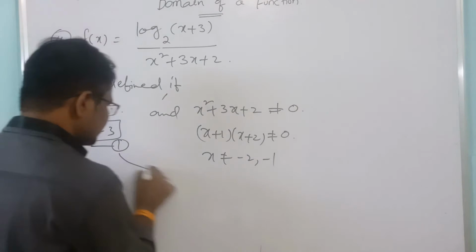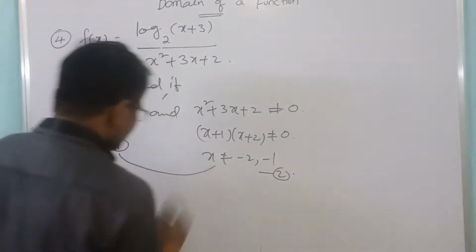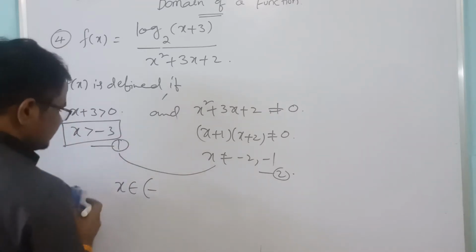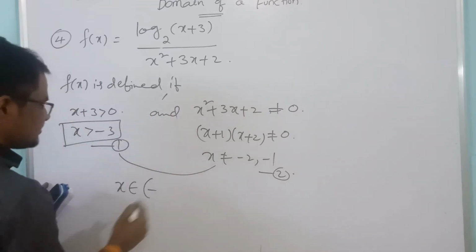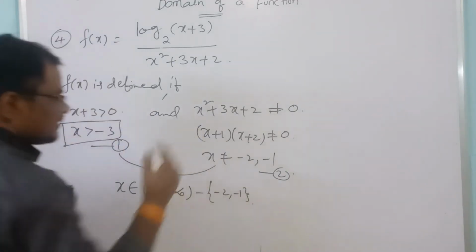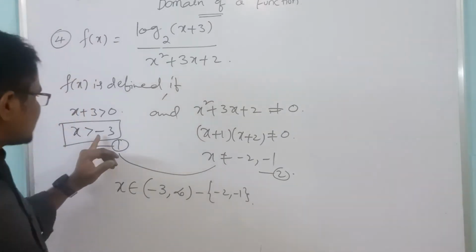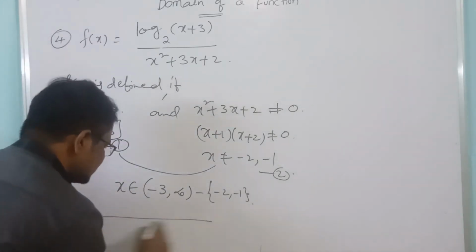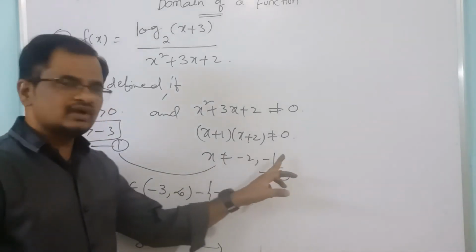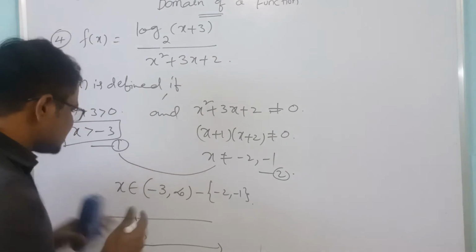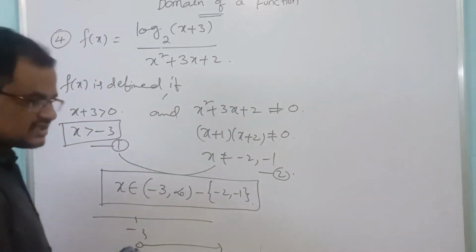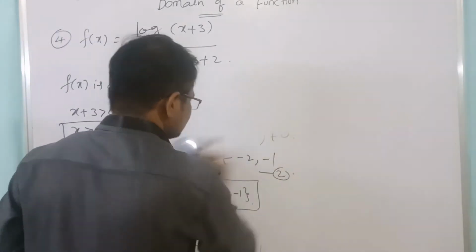From these two, what can we write? x greater than minus 3 means minus 3 to infinity except minus 2 and minus 1, right? All the values which are greater than minus 3, but in between minus 2 and minus 1 we can't take, right? This is our required domain of the given function. So this is about the fourth problem.